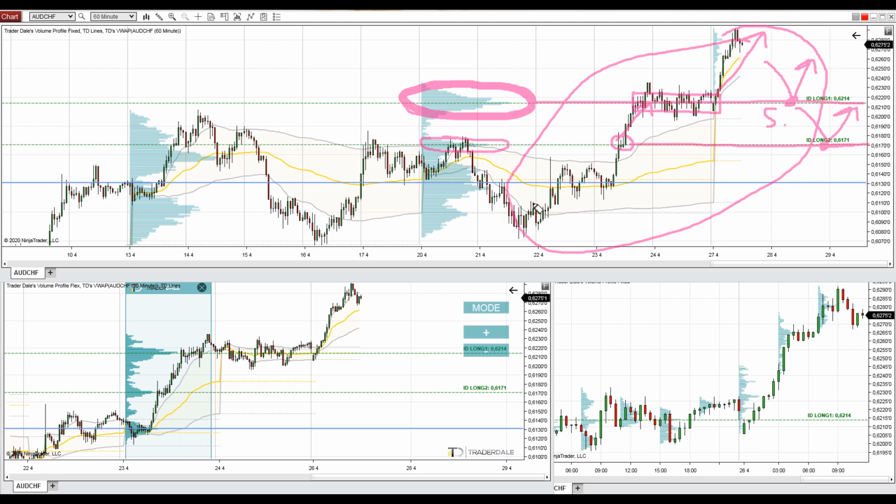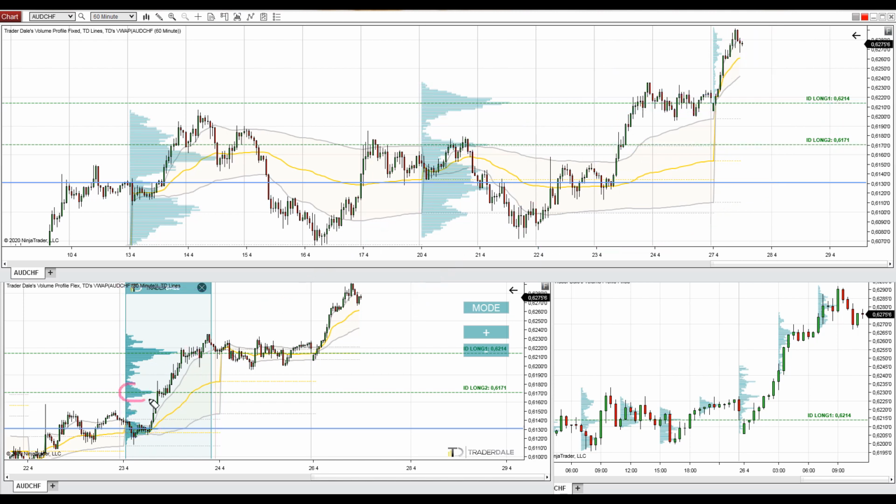By the way, you can also see all those levels in here. This is a 30-minute chart. I used the flexible volume profile over this trend area. This is the second level. And I also had a third one.